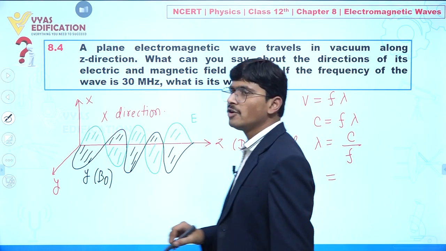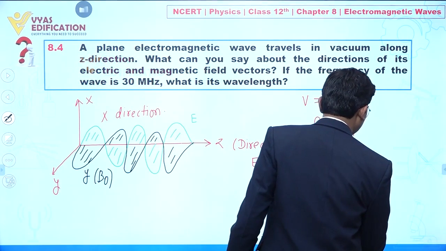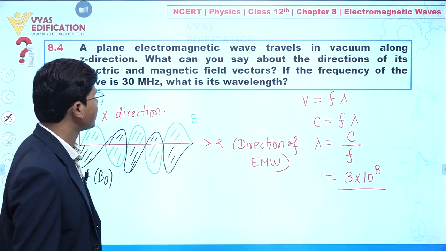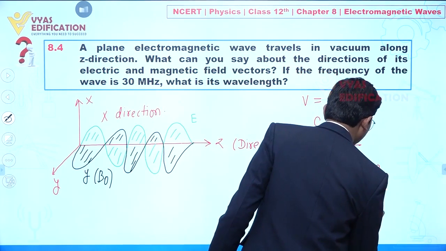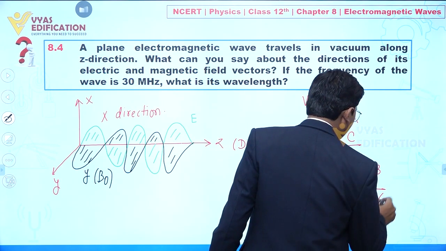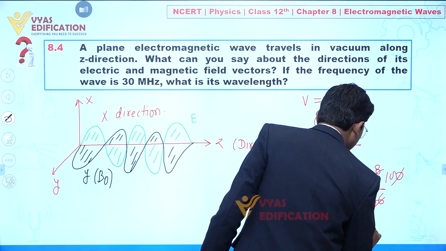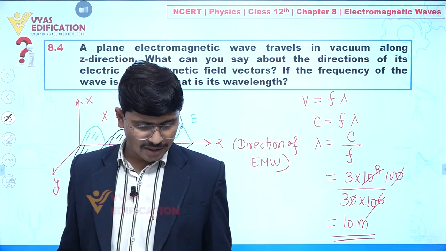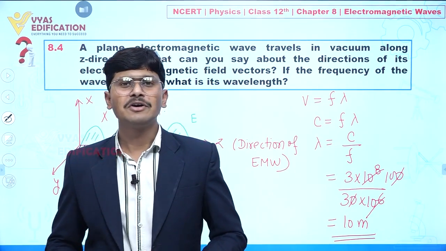What is the value of c? This is 3 into 10 to the power 8. So 3 into 10 to the power 8 divided by the frequency, which is given to you as 30 megahertz, so 30 into 10 to the power 6. From here you can say this is 100, this one is cancelled out, so this is 10 meter. So the wavelength of this electromagnetic wave is 10 meter. So this is all about this question.